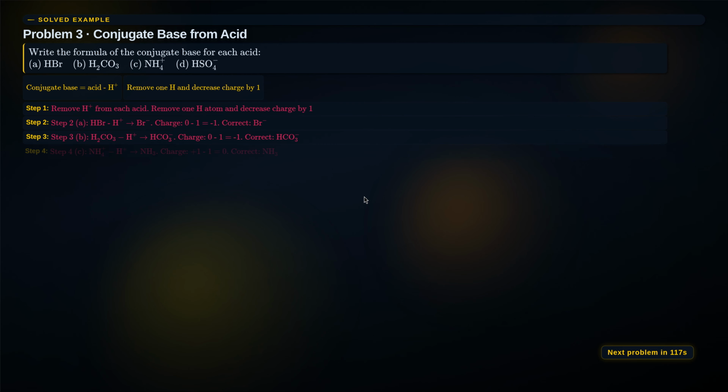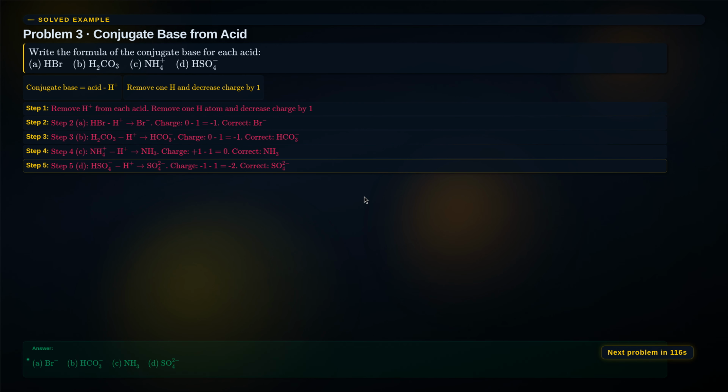Problem 3. Finding the conjugate base from an acid. Write the conjugate base for each acid: HBr, H2CO3, NH4+, and HSO4-. To find the conjugate base, remove H+ from each acid. HBr minus H+ gives Br-. H2CO3 minus H+ gives HCO3-. NH4+ minus H+ gives NH3.